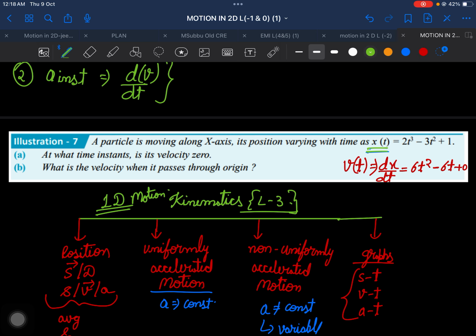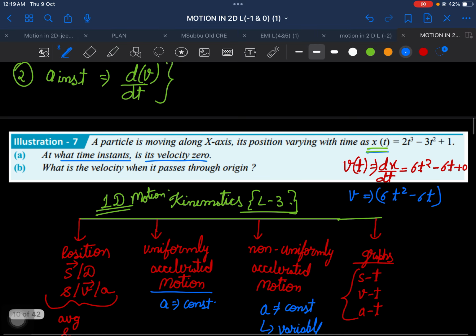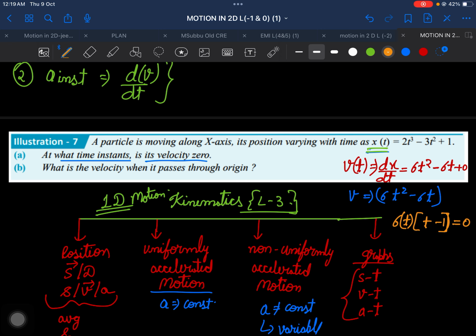So now this is your velocity. What is velocity? v is equal to 6t square minus 6t. Alright, just check. Now it has been asked at what time is its velocity 0. So now you have to just check when the velocity will become 0 here. So let us take 6t as common, and it will be t minus 1 here. Just check everyone, equal to 0, right? So we will make velocity equal to 0, and we have just taken 6t as common, factorized this, right?